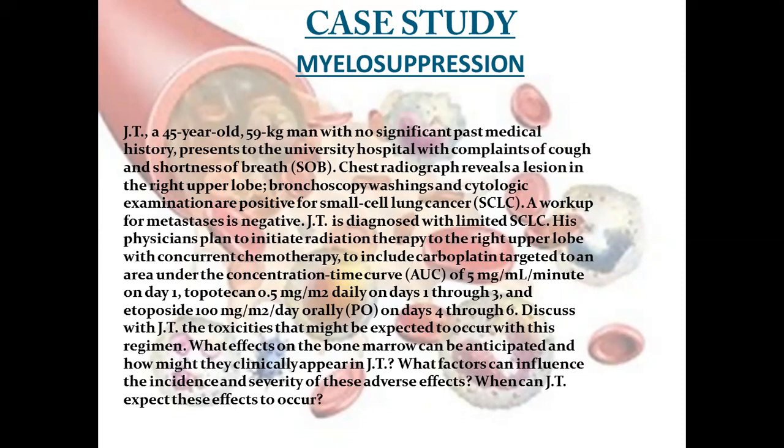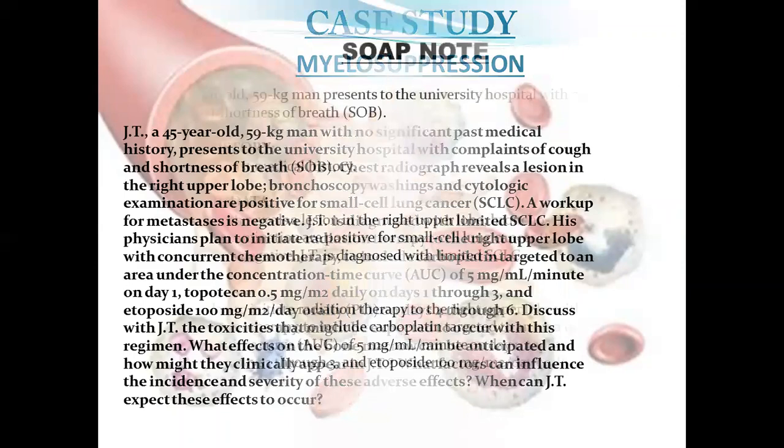Discuss with GT the toxicity that may be accepted to occur with this regimen. The different doses are given. What effects on the bone marrow can be anticipated and how might they clinically appear in GT? What factors can influence the incidence and severity of these adverse effects? When can GT expect the effects to occur? So I will discuss this case study.